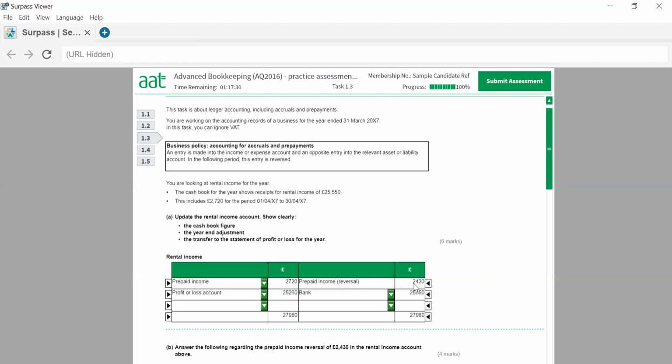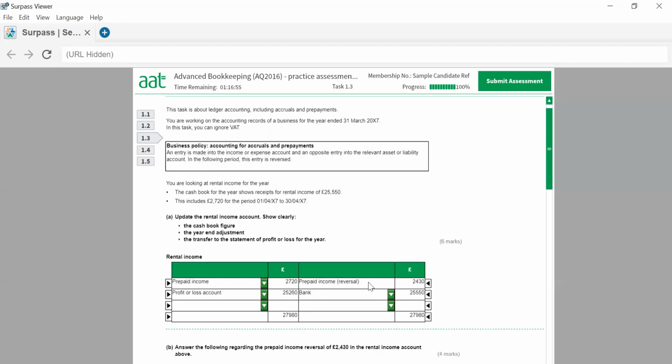So again, what I said before, we're talking of income, aren't we? In the previous period, you basically would have an income figure on the credit side, but some of that will be related to the next period. So you've received it, but you've not yet earned it. So you would have debited the prepaid income to reduce the income of the account.